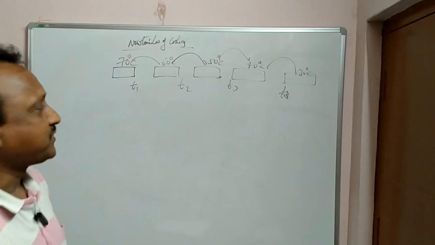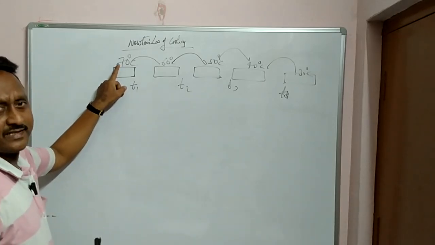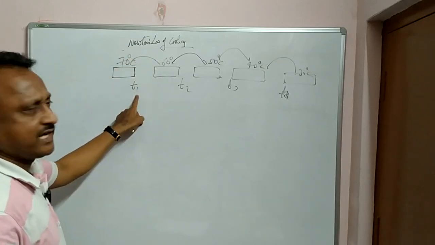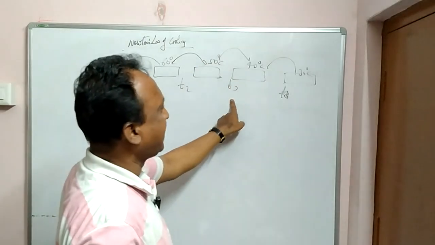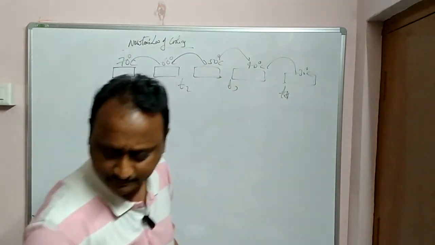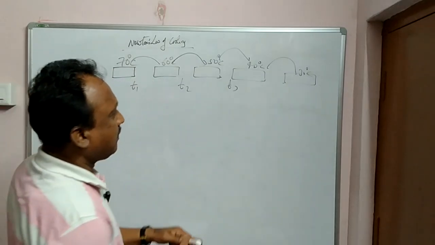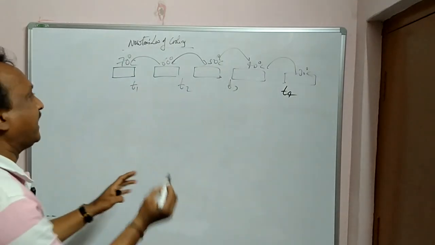What is Newton's law of cooling saying? For example, a body's temperature is at 70 degrees centigrade. Now it has fallen to 60 in T1 time, again 50 in T2 time, 40 in T3 time, 30 in T4 time. Now according to Newton, what is given is the rate of cooling.